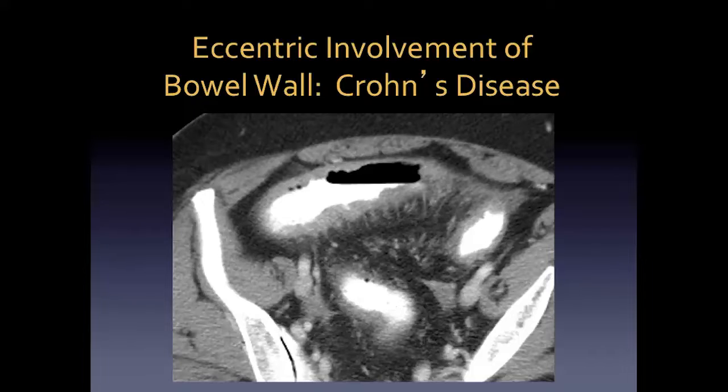Here, another nice example of Crohn's disease. If you look at that posterior wall, much more thickened, also kind of nodular looking compared to the anterior wall. You're not going to see this in ulcerative colitis. This is highly suggestive of Crohn's disease in a patient where inflammatory bowel disease is suspected.